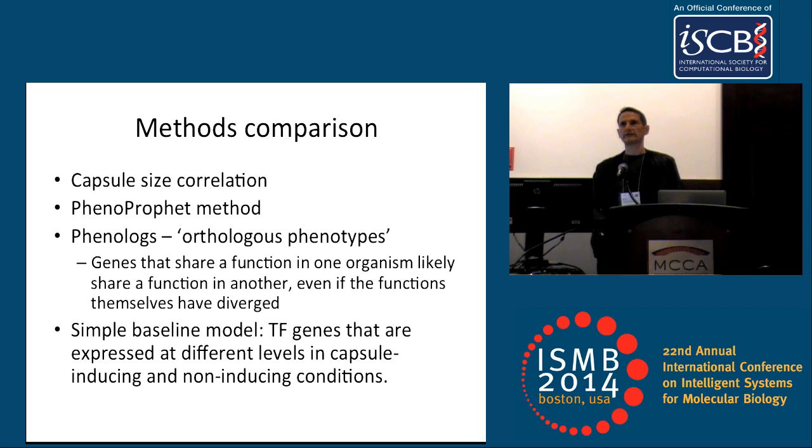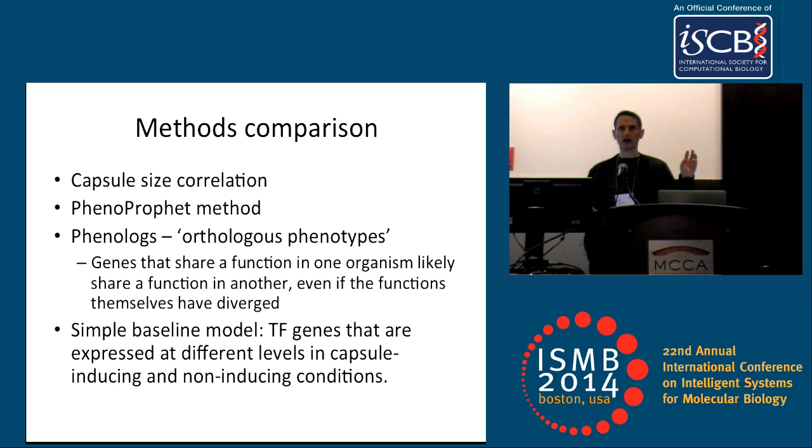We wanted to evaluate how good the capsule size correlation method for prioritizing transcription factors was at identifying transcription factors that would have a capsule size phenotype as compared to the net profit method. And we also threw in the comparison a method that was published a few years ago by the Ed Marcotte group called phenologues.